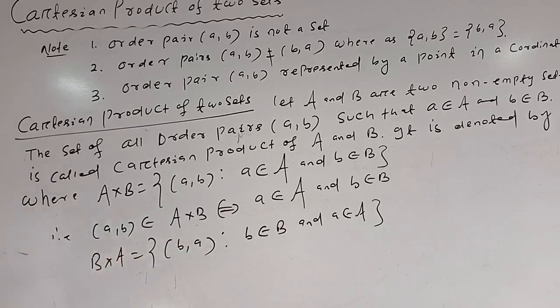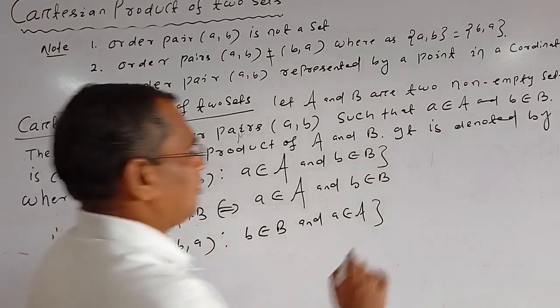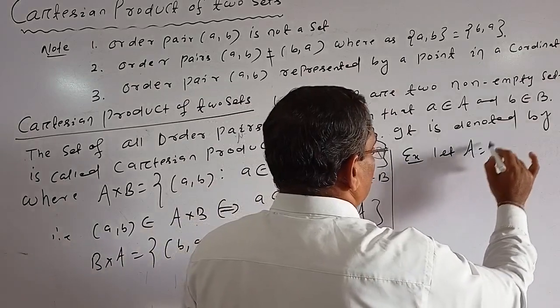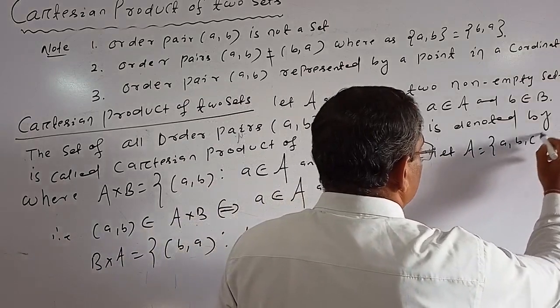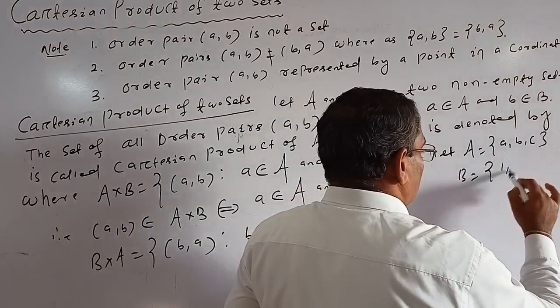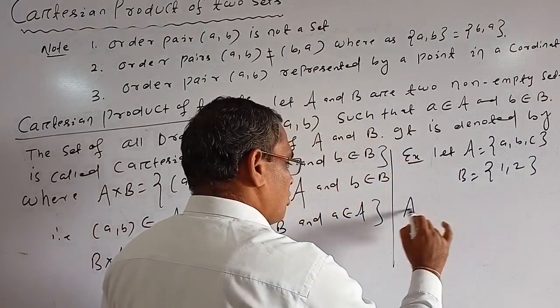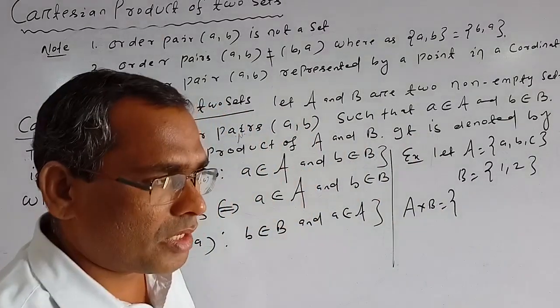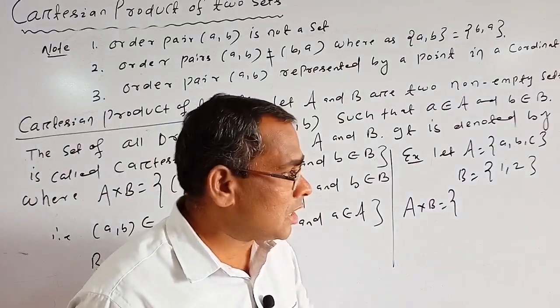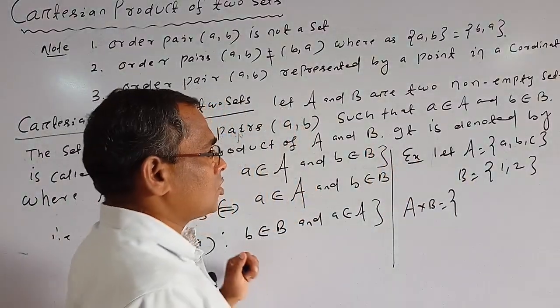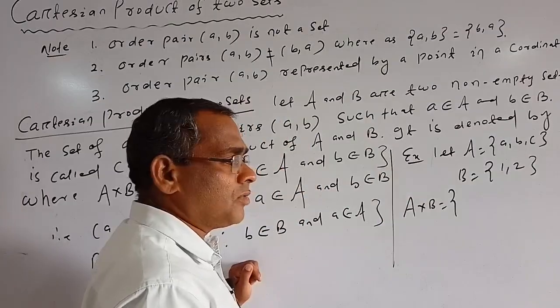Okay, so these are known as the Cartesian product of two sets. For example, let A is equal to {a, b, c}. Okay, and B is equal to {1, 2}. So what is the Cartesian product of A cross B? So A cross B means we collect the ordered pairs (a, b) such that a belongs to capital A and b belongs to capital B. So we take the elements of the set A.